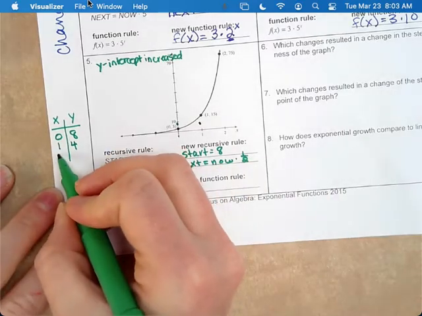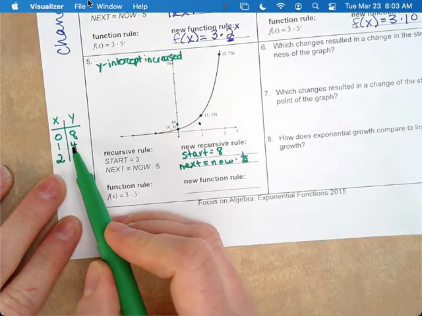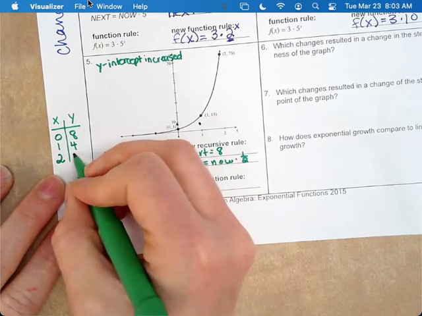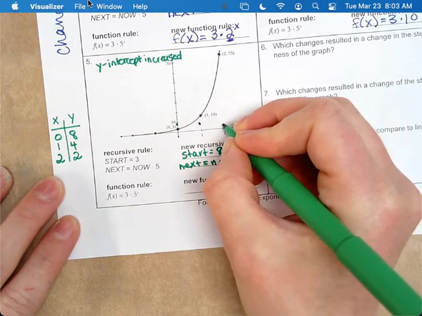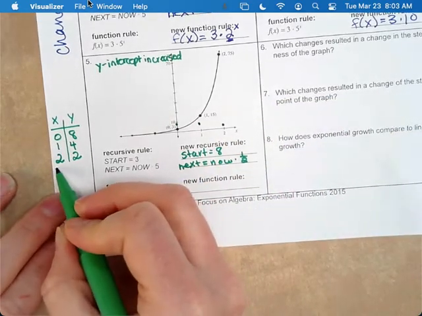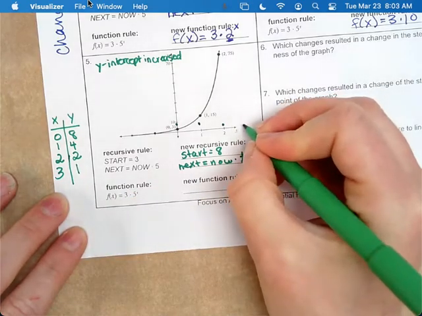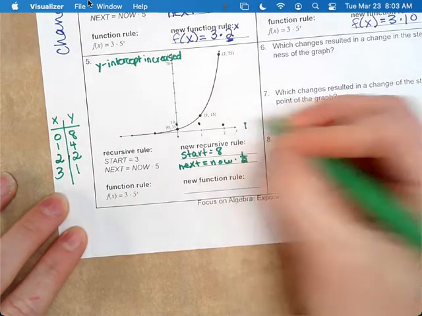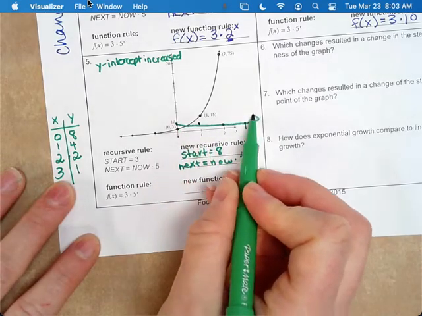And then our second time, we're going to half again. What is half of 4? 2. And then what's our third one going to be? What is half of 2? 1. So I'm going to do like that.